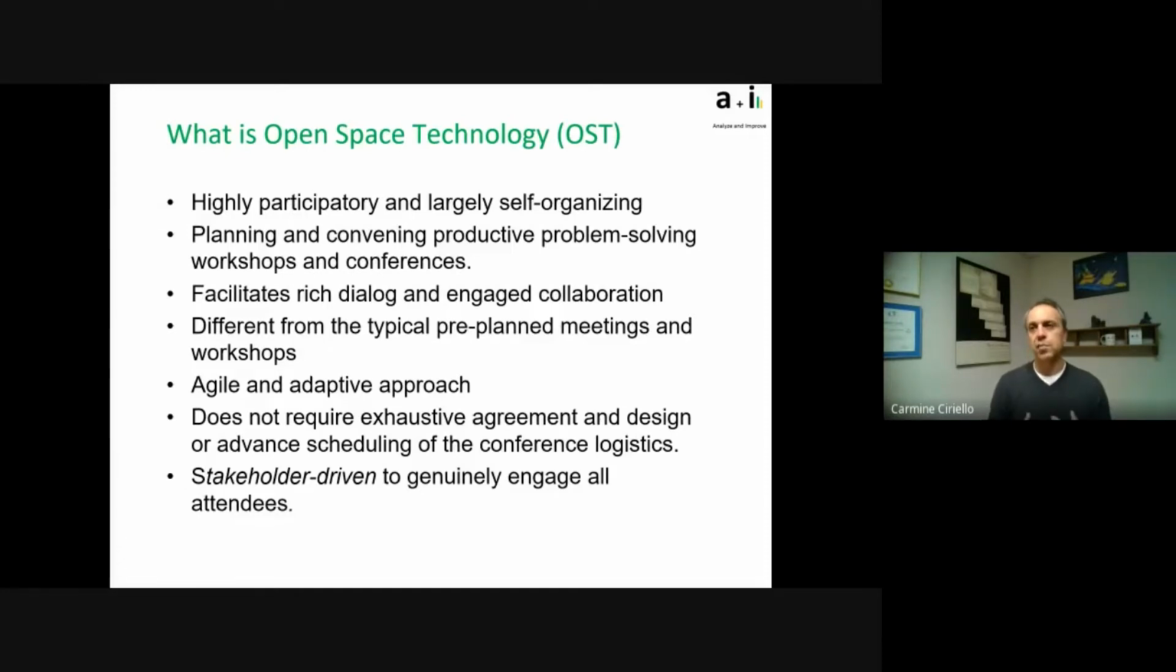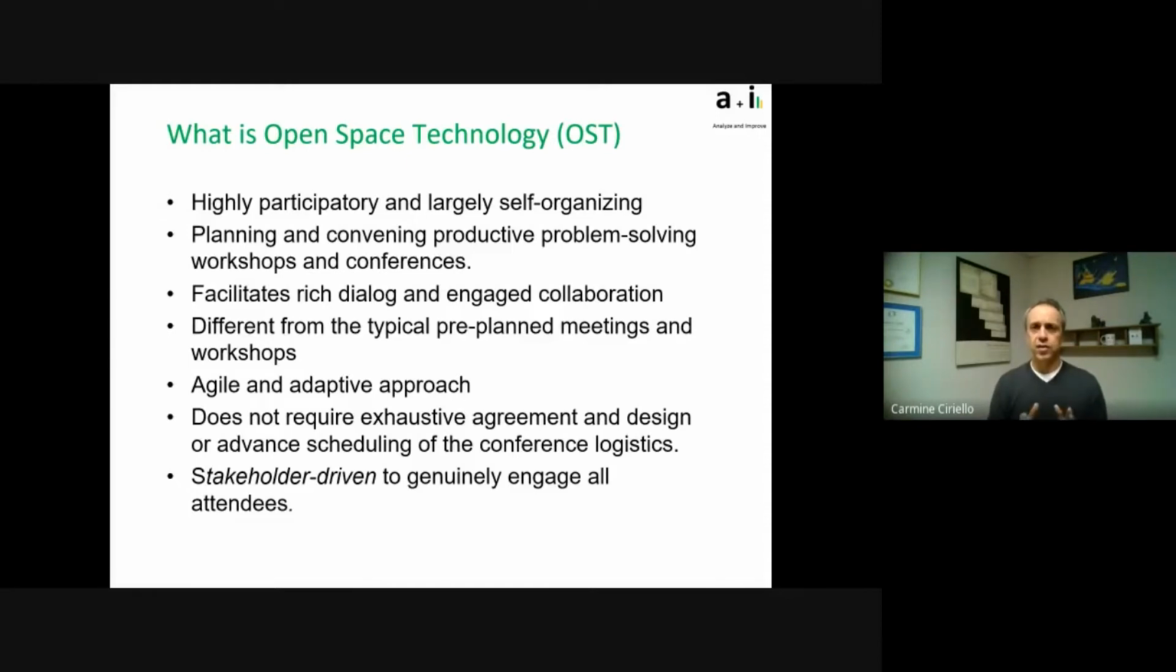It's definitely something that encourages and engages people. A lot of collaboration comes out of using open space technology. It is very much different from your typical pre-planned meetings. There is some planning that gets done ahead of time, but it's not your traditional type. All of the layout and the path forward is done live with the participants in the room. It is extremely agile and very adaptive.